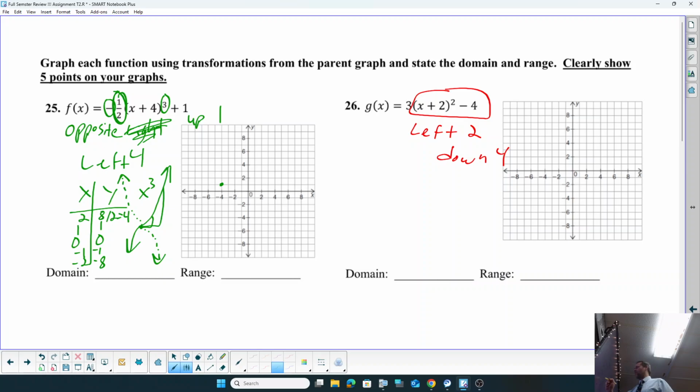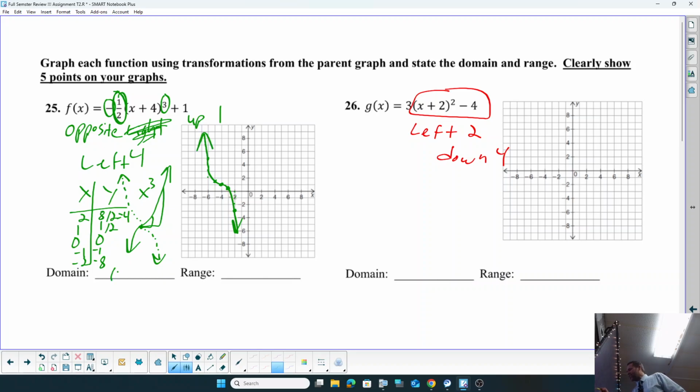We're going to half it too. So what's half of 2? 1. What's half of 1? Half. So now we're going to go left 1, half, and then left 2, up 1. This is going to go right 1, down a half, and then right 2, down 1. And so that's our graph right there. Left 2, up 1. Cool.